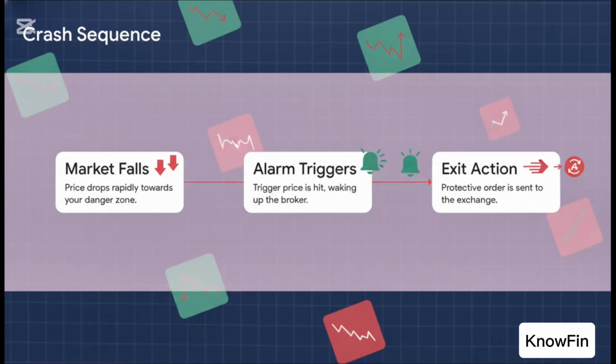Let's actually walk through the exact mechanical sequence of this. Step 1, the market price starts falling rapidly towards your danger zone. Step 2, boom, it hits your trigger price. The alarm goes off. At this exact microsecond, your protective order is finally activated. Step 3, only now is your actual order sent to the exchange to exit the trade. Remember this, the alarm always happens first and the actual exit action happens second.